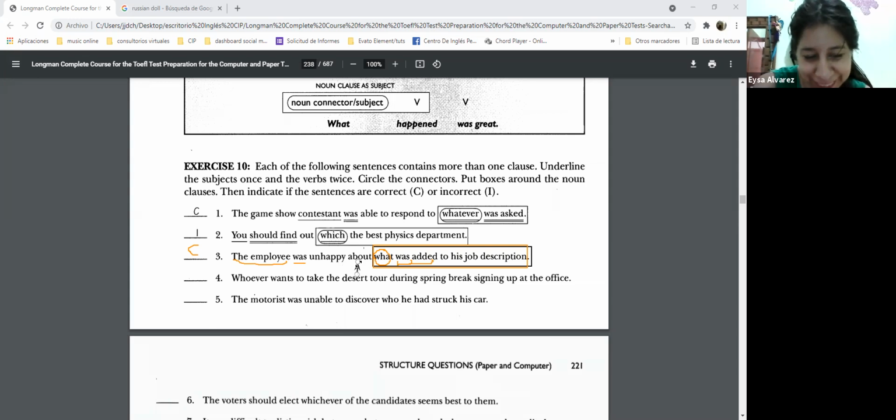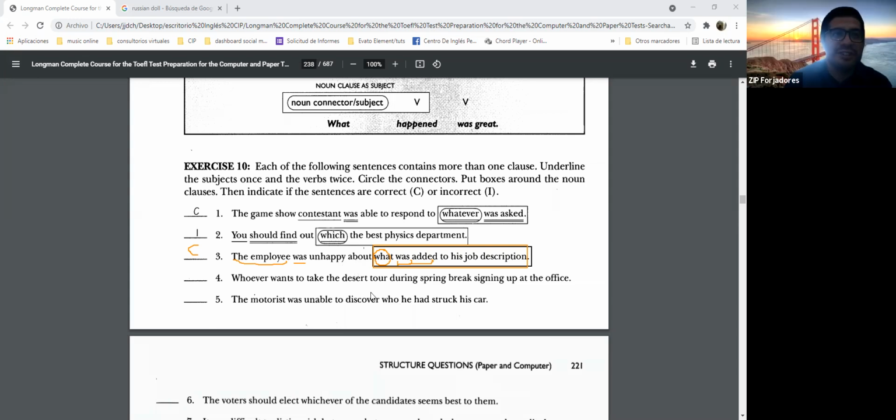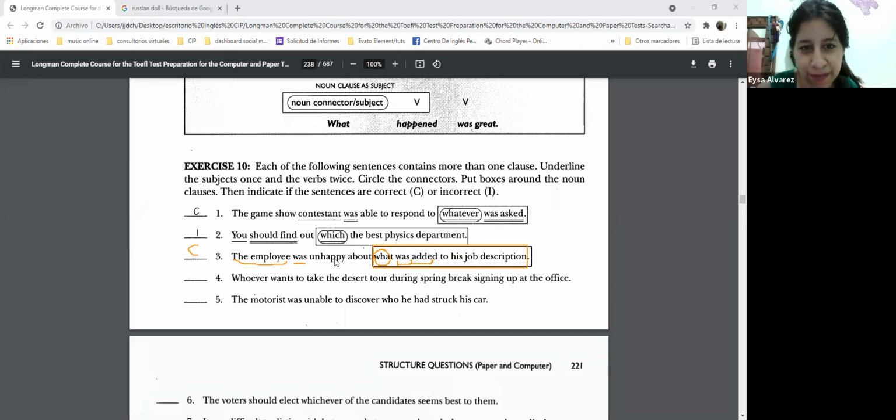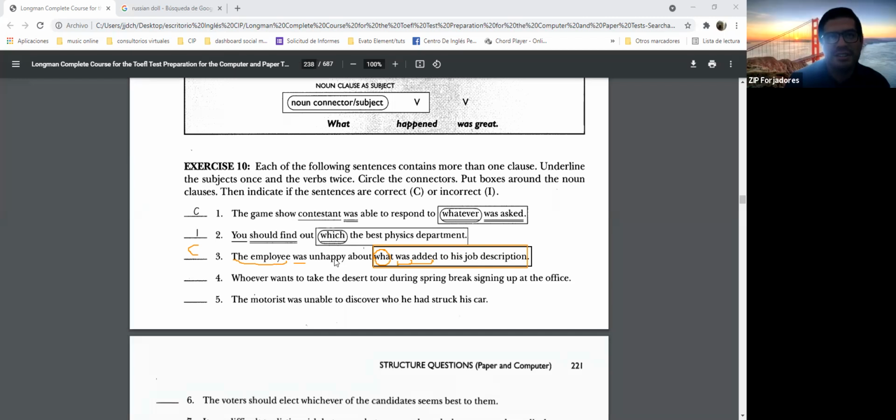Okay, so the question is, what is the function of the noun clause? Just the noun clause. The noun clause is the clause that has a noun clause connector. The other clause, the employee was unhappy, is just a normal clause, an independent clause. You can only say that the employee is the subject, and was is the verb, and that's it. And the noun clause is the object of the preposition about. All right. Okay, let's go with number 4.